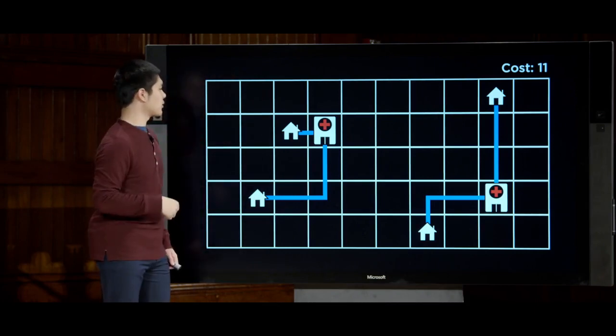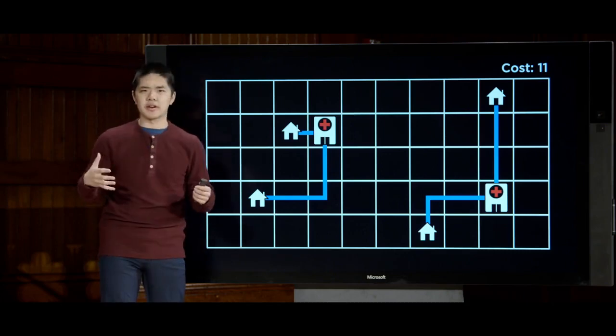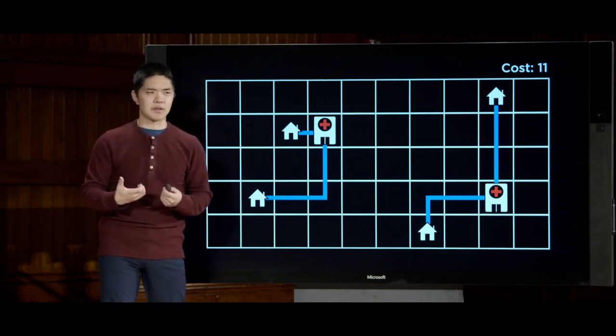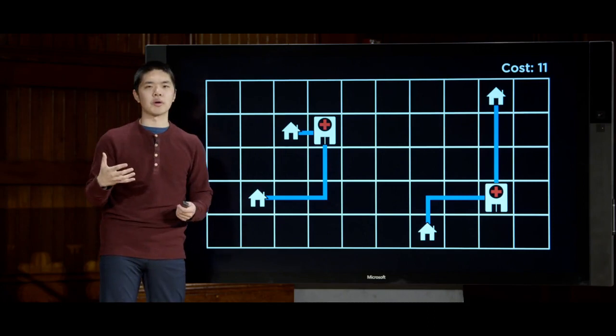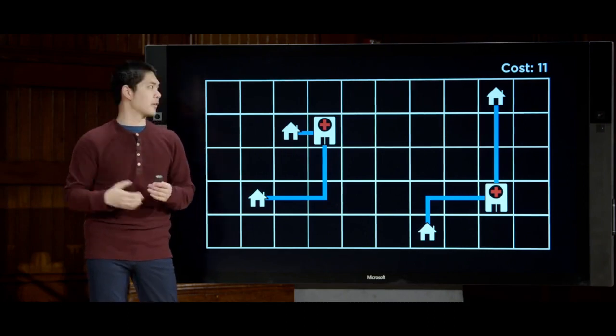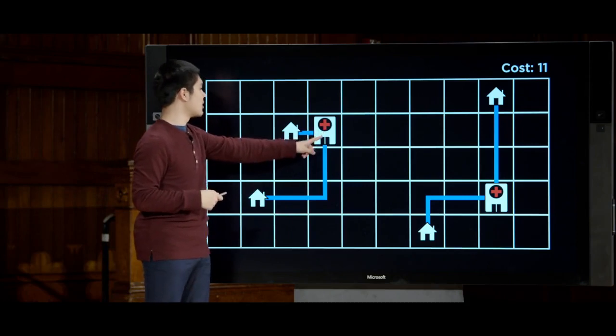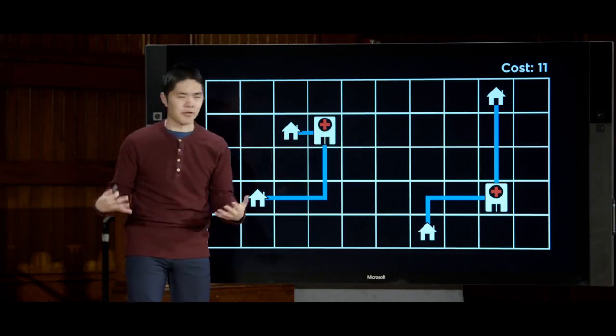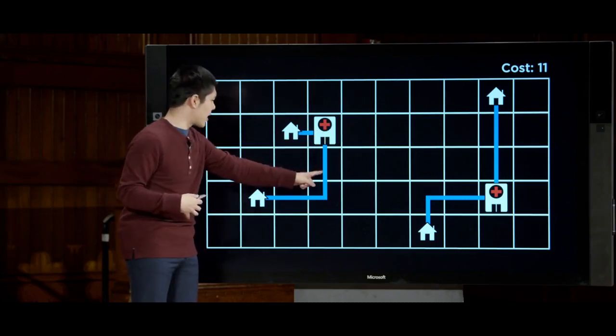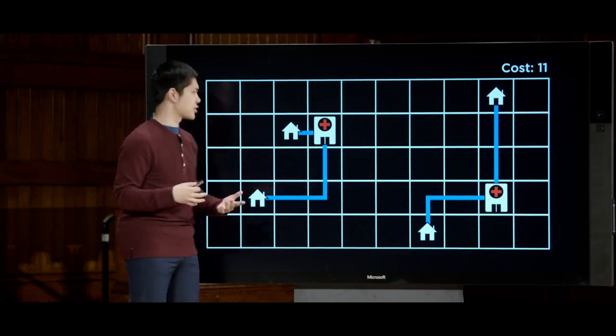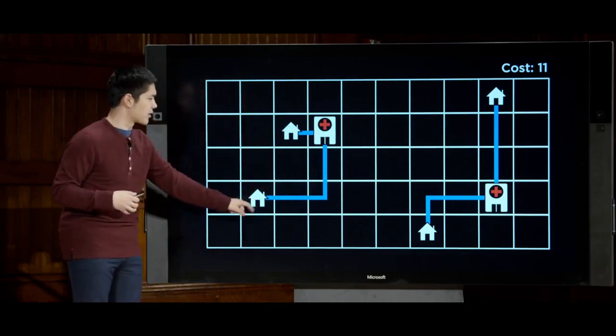And now at this point, we can potentially see that the algorithm is going to terminate. There's actually no neighbor we can move to that is going to improve the situation, get us a cost that is less than 11. Because if we take this hospital and move it up or to the right, well, that's going to make it further away. If we take it and move it down, that doesn't really change the situation. It gets further away from this house, but closer to that house.